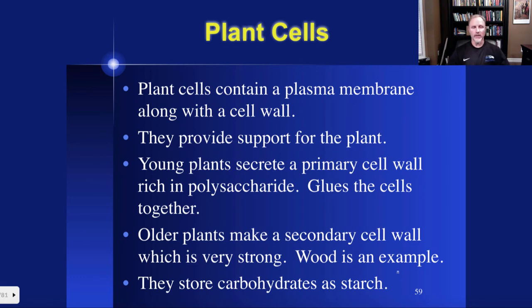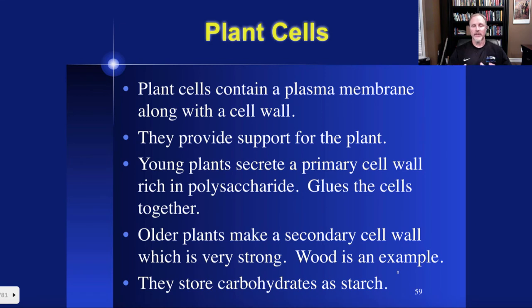Now, plant cells contain the plasma membrane along with the cell wall. And what the cell wall does now is it provides some structural support for the plant. And the cell wall is made out of the cellulose, of course, that we were talking about. And it's indigestible, so we refer to it often as dietary fiber and things like that.